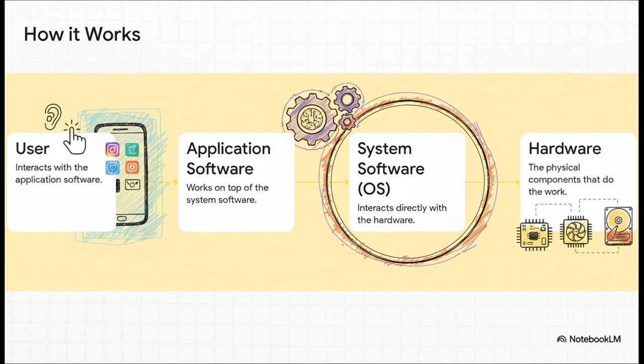So how does it all come together? Well, look at this chain of command. It all starts with you, the user. You tap on the Instagram icon. That app, Instagram, is called application software. Now, the app itself can't talk directly to the physical parts of the phone. It needs a manager, so it sends a request to the big boss, the system software. This is your operating system, like Android or Windows. Finally, the operating system gives the order to the hardware, the CPU, the RAM, the screen, to actually open and run the app for you.